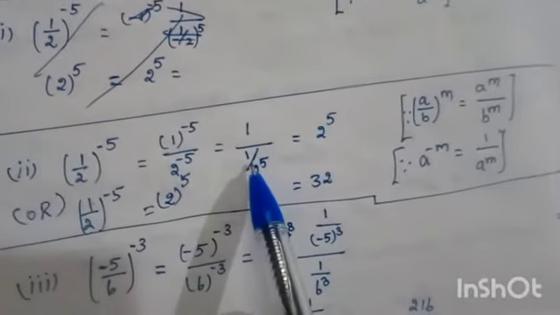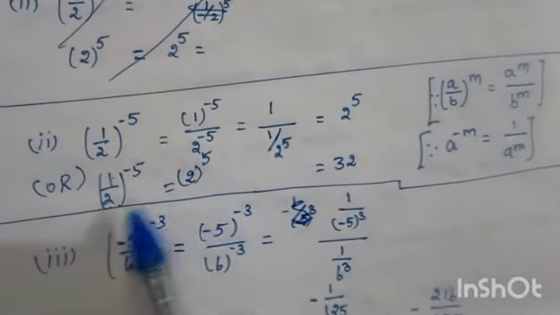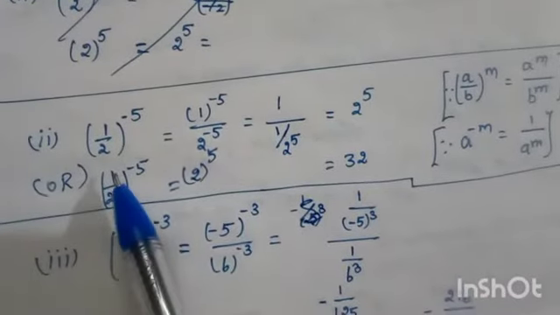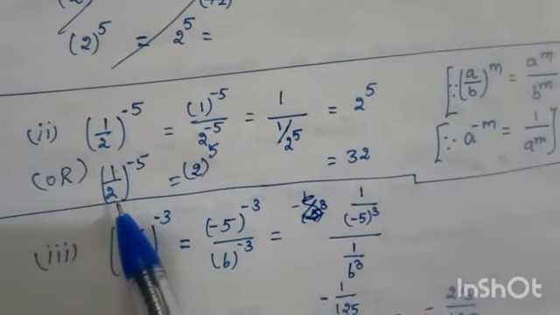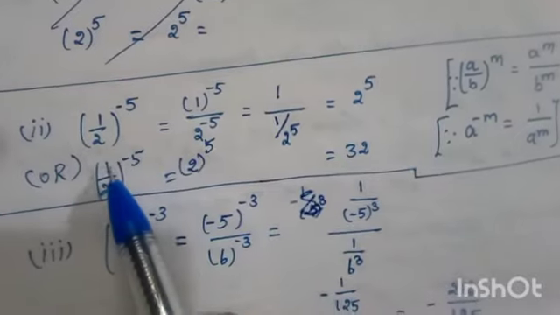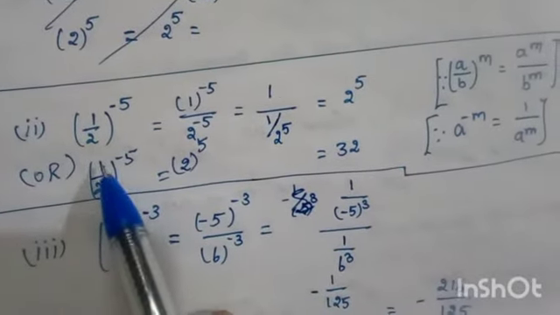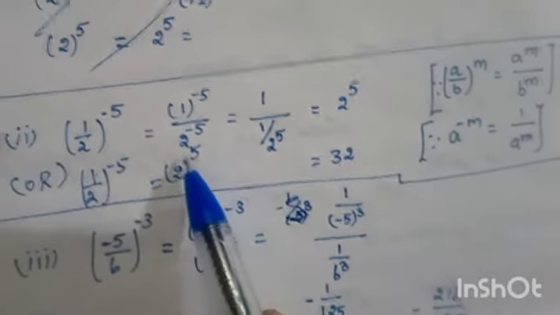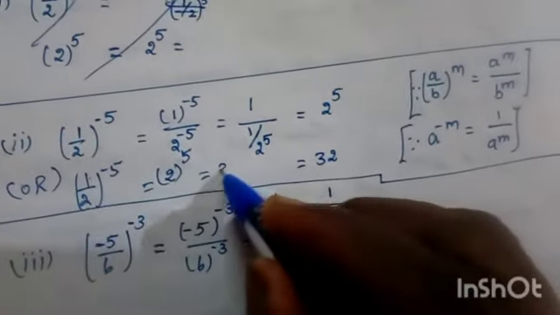This is the explanation. In the problems we will use this short method. Inside the bracket, if you have a fraction form with negative power, just take a reciprocal of this. Then you change this negative power to positive. So that is equal to 32.